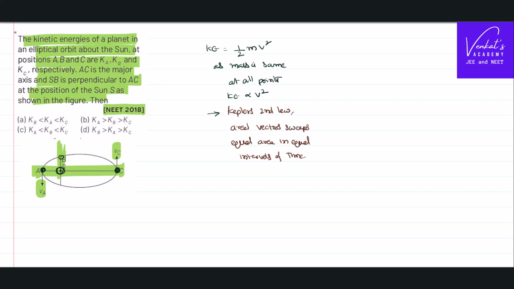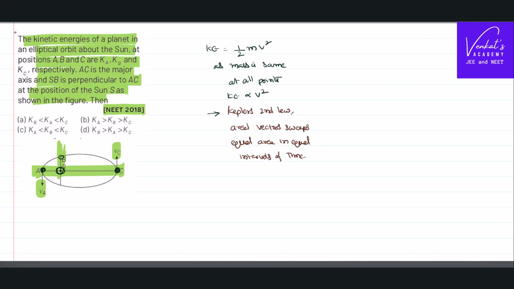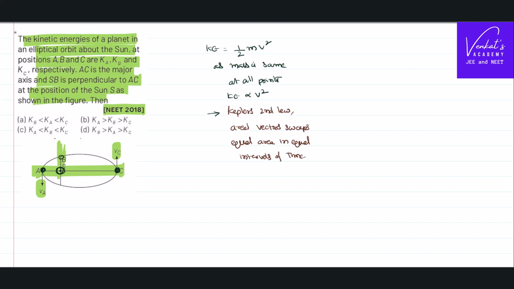So I will take the same diagram. In a given time, say for example, it is moving from point C to some another point C dash. To move from C to C dash, it has taken a time t. So with respect to this Sun, this planet sweeps a certain area of the sector. This is the areal vector. So it sweeps this much area.